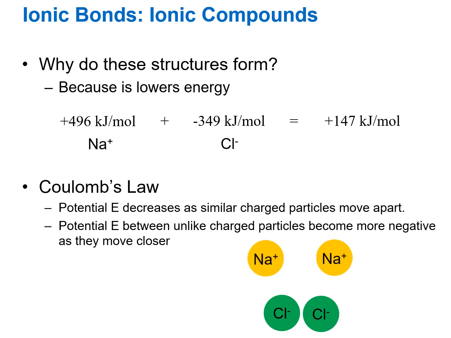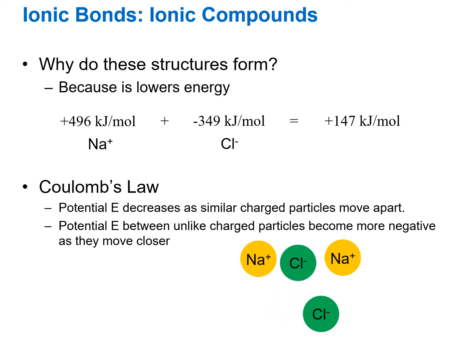Our sodiums will move apart, thereby lowering energy, thereby siphoning off some of that positive 147 kilojoules per mole. And then chlorines will move in as a result, thereby siphoning off the rest of that energy that was left over from the positive 147 kilojoules per mole. So it takes the understanding of two things in order for us to fully explain why ionic bonds come together and why they're so powerful.